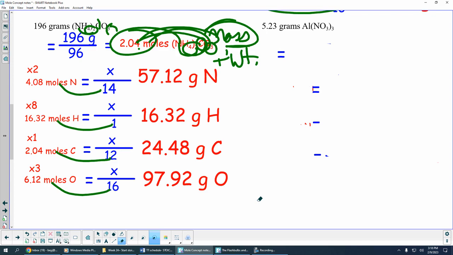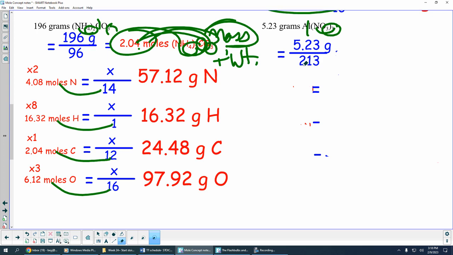All right, coming to the last one. Pause the program if you haven't tried to do this one yet. Try to do it on your own and then push play. All right. First things, whenever we see grams, we always want to put what we know into moles. So the first thing we're going to do is take our 5.23 grams. I'm going to do the formula weight of 1 aluminum, 3 nitrogens, and 9 oxygens. So I'm going to get a formula weight of 213.